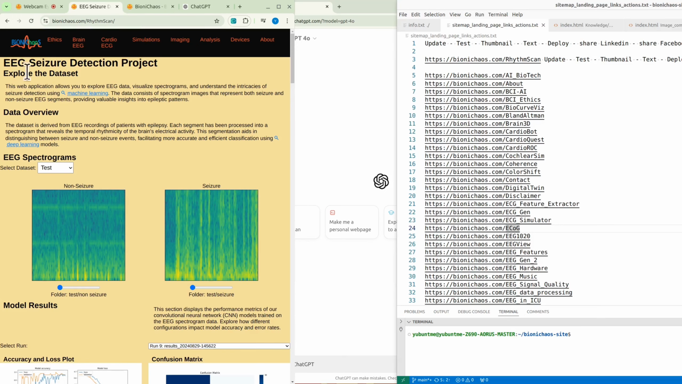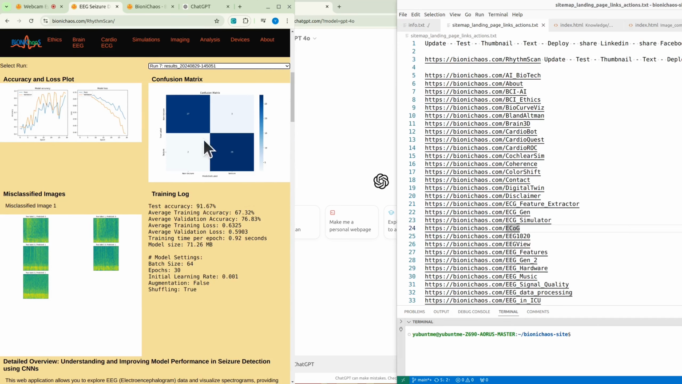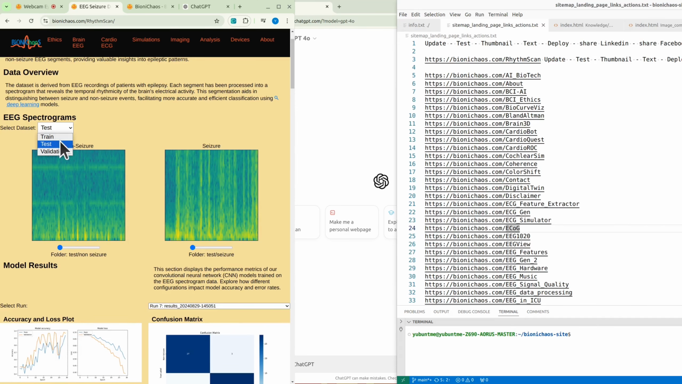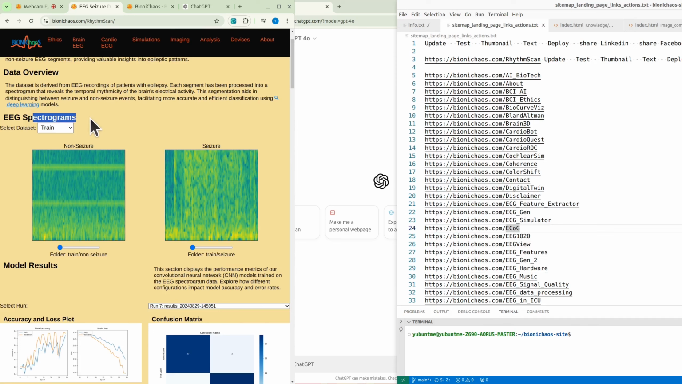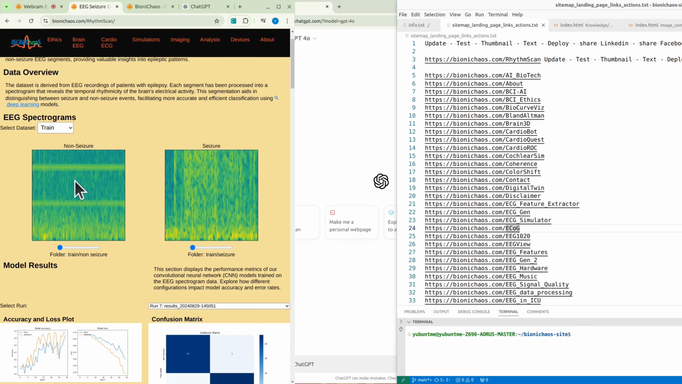Yeah, so we have a bunch of stuff going on. We have this seizure detection project, so you can go check it out. It's essentially the results of processing training on this dataset. It's about, from memory, 600 spectrogram images like this.